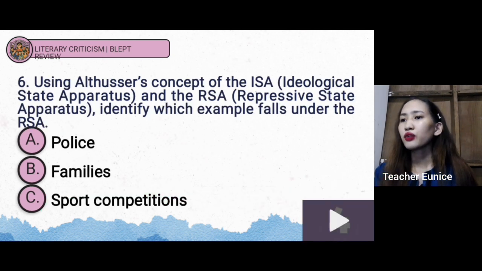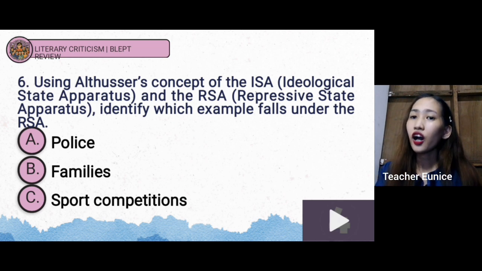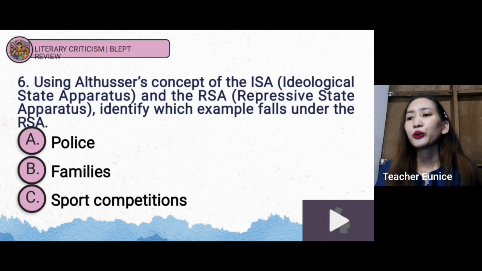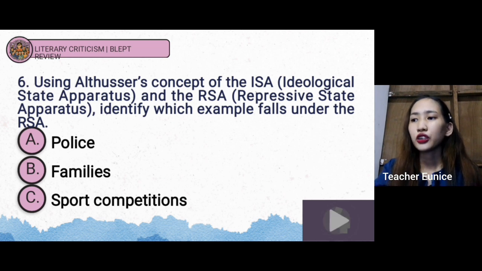So using Althusser's concept of the ISA or ideological state apparatus and the RSA, repressive state apparatus, identify which example falls under the RSA. Letter A, police, letter B, families, and letter C, sport competitions. So your 5 seconds timer starts now.